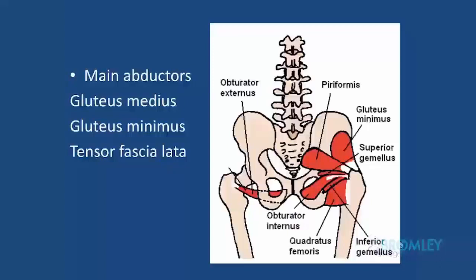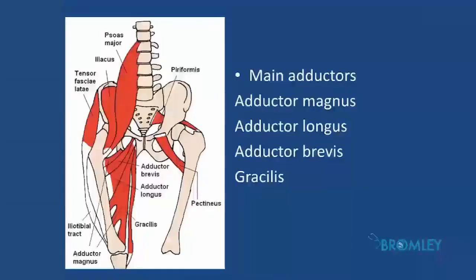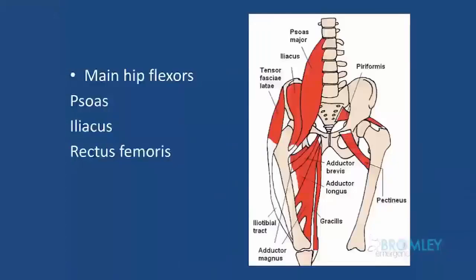Tensor fasciae lata is actually better seen in the previous image. And here we can see it arising from the crest of the ilium, and it's a fairly short muscle and then a long tendon which goes all the way down to insert at a fairly distal point in the femur just above the knee.